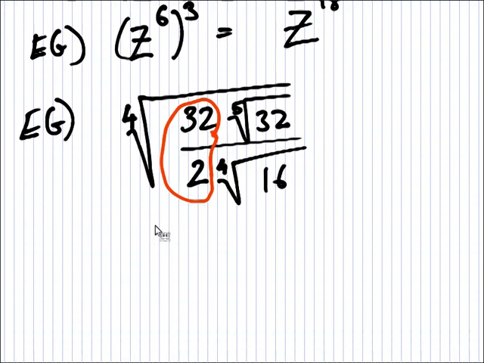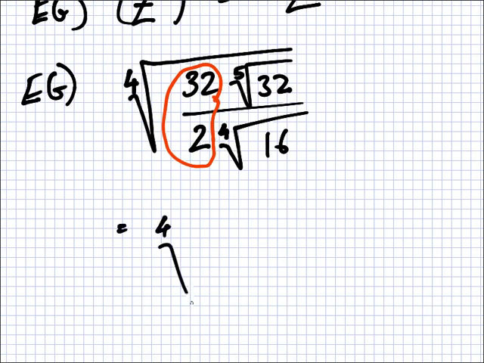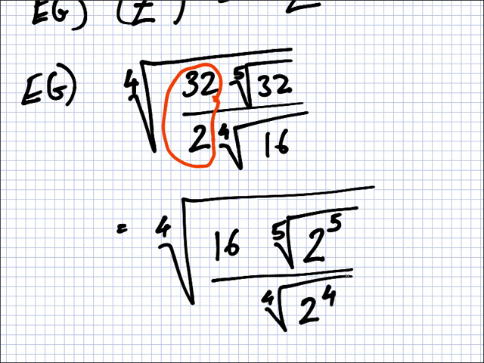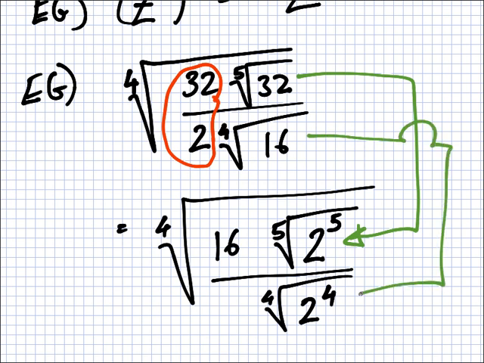So 32 over 2 is 16. 32 is 2 to the power of 5. While we're at it, let's change 32 into 2 power 5. And then while we're also at it, we could change the 16 into 2 to the power of 4. I just changed the 32 into 2 power 5 and the 16 into 2 power 4. Okay?